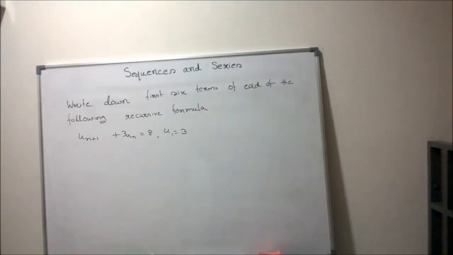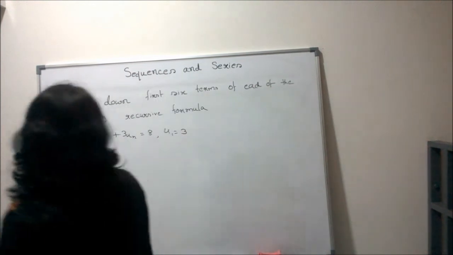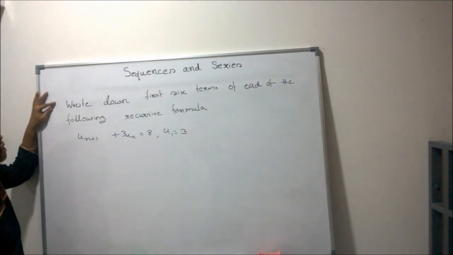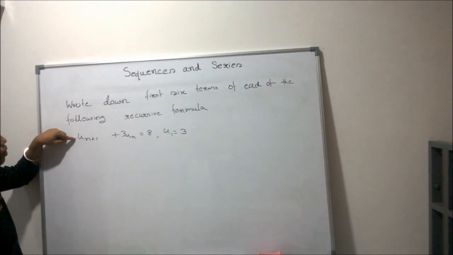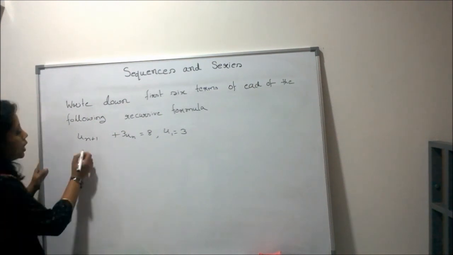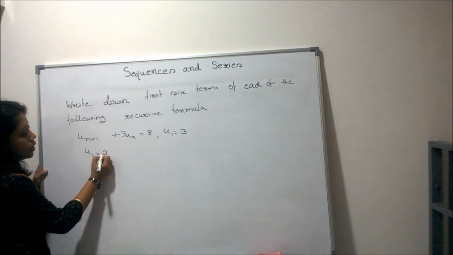Okay. And we will discuss another type of problem. Here it is given: write down the first 6 terms of each of the following recursive formulas. So the formula is given and the first term is given. From here we have to find the first 6 terms. So here u1 is 3.